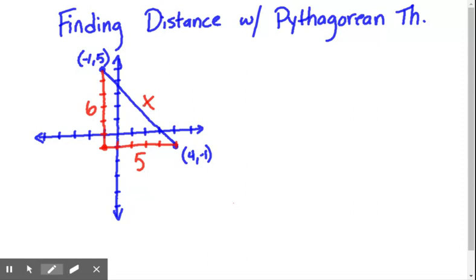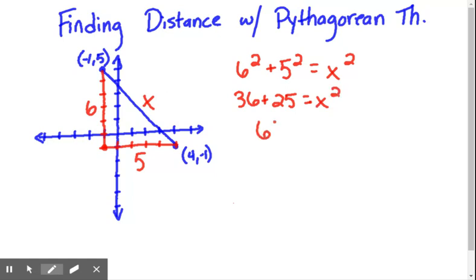So let's go ahead and use the Pythagorean theorem and figure out what that is. I'm going to say that a squared is going to be 6 squared. I'm going to have b be 5, so 5 squared equals x squared. 6 squared is 36. 5 squared is 25. 36 plus 25 is 61. And the square root of 61 is, rounded to the nearest tenth, 7.8. And that's how you find the distance between 2 points on a coordinate plane using the Pythagorean theorem.